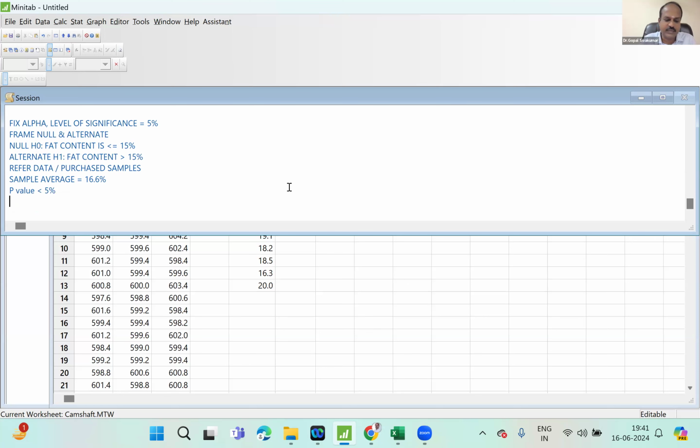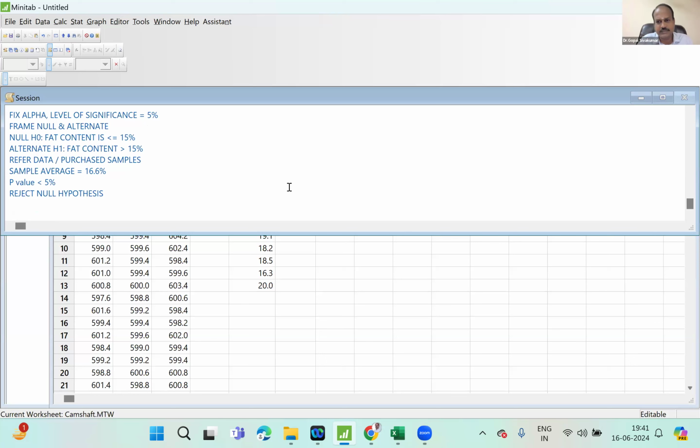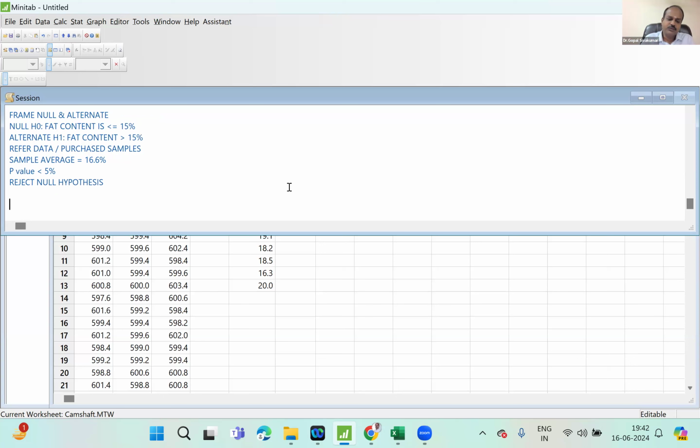When p-value is less than 5%, we have to make a decision. What is our decision? Reject null hypothesis. If you are rejecting null hypothesis, what does it mean? The supplier cannot supply the food product with a fat content of less than 15%. Isn't it? So we are able to reject the null. We are able to prove that the null is wrong. So practical conclusion. The statistical steps are okay, but practically what will be our final decision? We decide not to buy from the supplier.